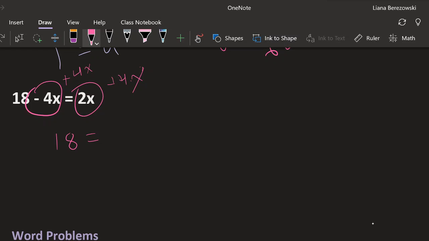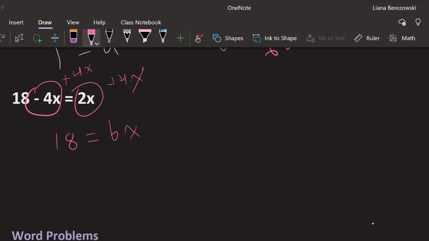So the x stays the same. I'm just going to add the coefficients. So 2 plus 4 is 6. So this becomes 6x. Now this question's a little bit shorter than some of the other ones we were doing because I don't have any numbers now that I need to add or subtract, because on the right side of the equation to begin with, there were no stray numbers, right? It was just that term 2x.